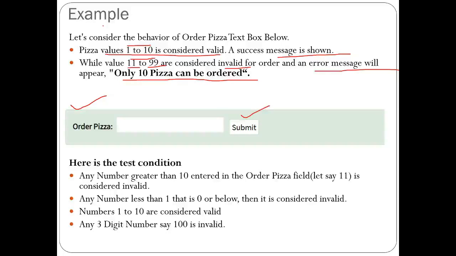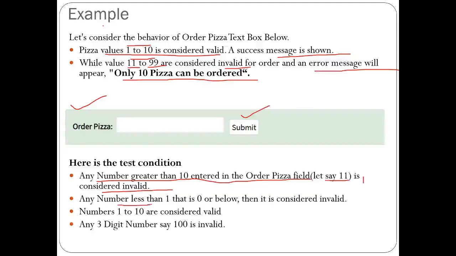So to test more values in fewer test cases, you can use the equivalence partitioning method. See now, the condition for the equivalence partitioning method is like this: any number greater than 10 entered in the pizza order field, let's say 11, is considered invalid. That means a value greater than 10 is considered invalid. So this is the first partition.